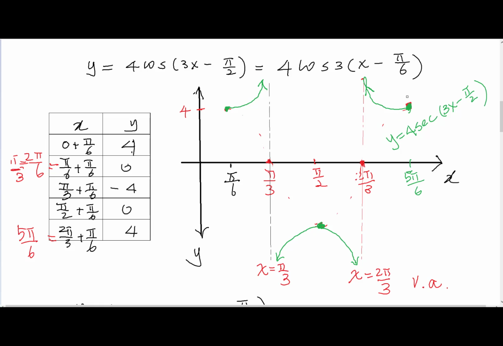And so when cosine was 0, secant will have a vertical asymptote. That's why the line x equals pi over 3 is the vertical asymptote for the second function. Another vertical asymptote is x equals 2 pi over 3. That's the vertical asymptote for the second function because that's where the cosine was 0. So the green one is one period of 4 secant 3x minus pi over 2.